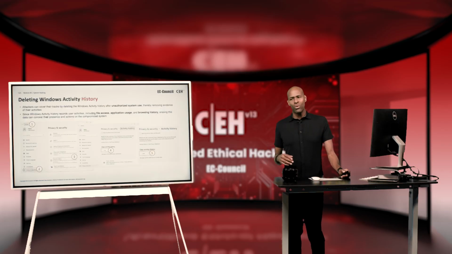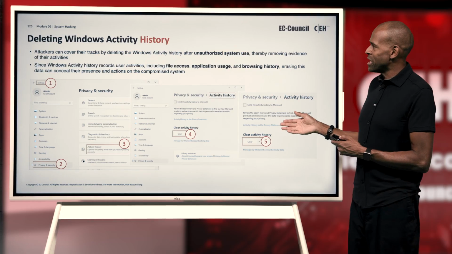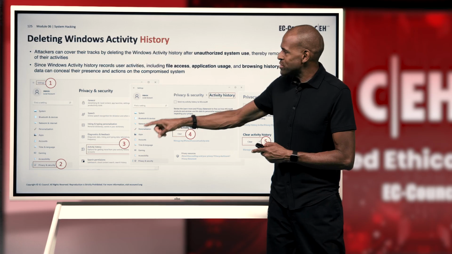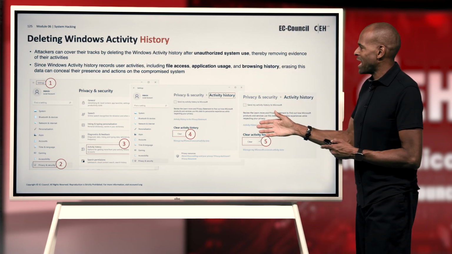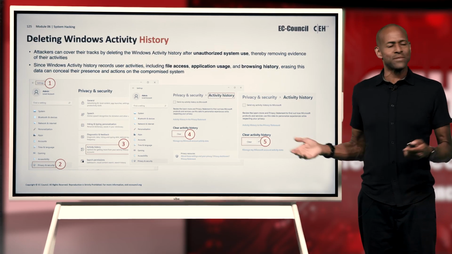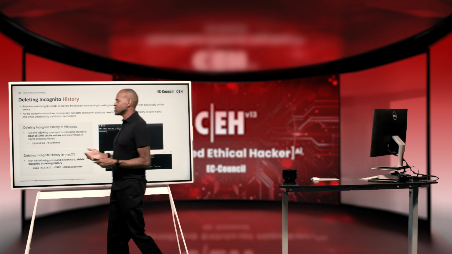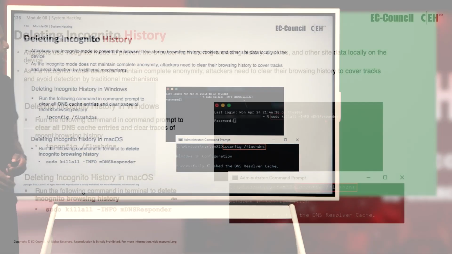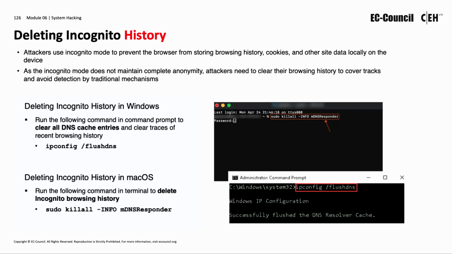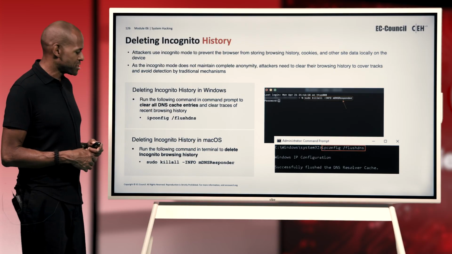All right, so now we look at this, there's 5 different steps. What we're doing here is we're deleting Windows activity history, file access, application usage, browsing history. We're getting rid of all of that, again, because Microsoft is tracking it. So what we want to do now is also get rid of our incognito history, cookies from your browser. And so if somebody had an incognito window open or whatever with Windows, so right now, let's say that I was going to a site that I shouldn't visit.